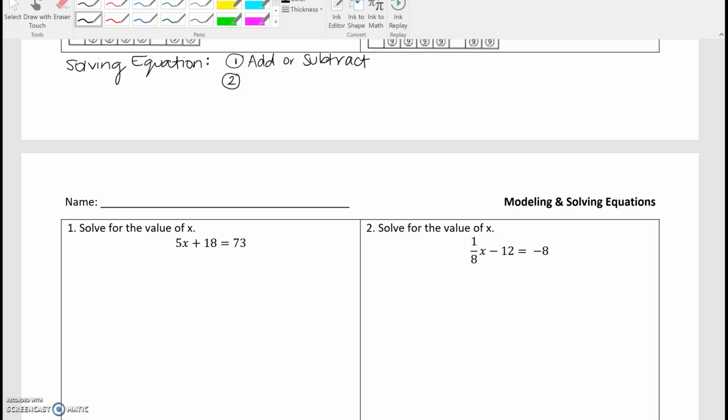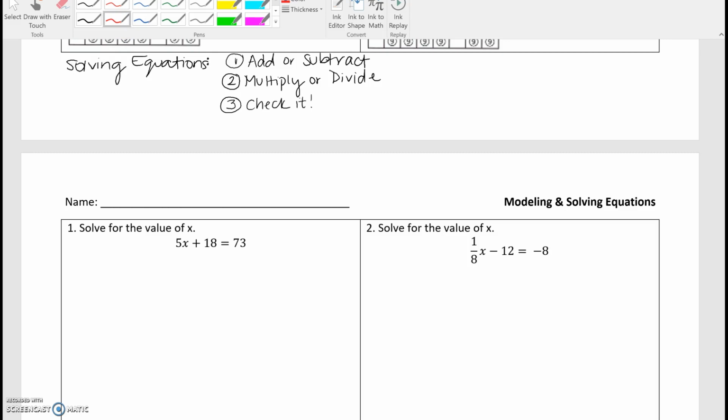Step 2 is always to multiply or divide, okay? So again, we are doing the opposite operation. So if there's multiplication in the problem, we're going to divide. And then if there's division, we're going to multiply. And the third step is we're always going to check our answer. Okay, so you're going to always plug it in and check it, okay? So that's with solving both equations and inequalities, okay?